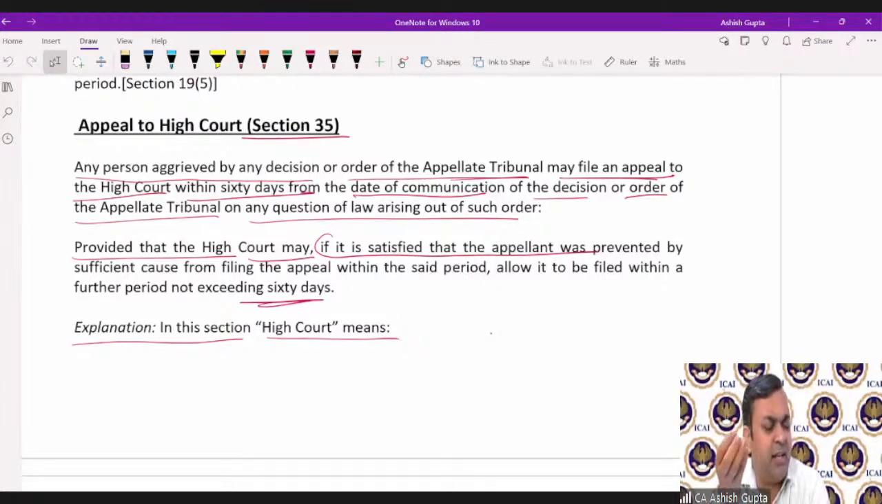Appeal to Special Director Appeals, appeal to Appellate Tribunal, High Court, Supreme Court. I think that is clear. Appeal to Supreme Court is not prescribed under the FEMA Act 1999; we can refer to the Constitution of India, Article 136(1). I think till that time it is clear.